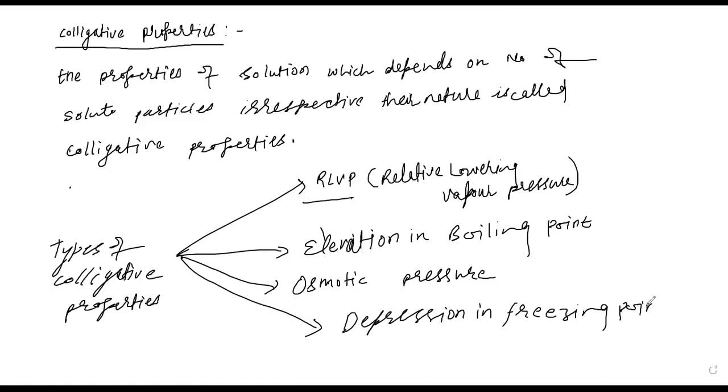So these 4 points we wrote: relative lowering of vapor pressure, elevation in boiling point, depression in freezing point, and osmotic pressure. These all depend on the number of solute particles. Since they depend on the number of solute particles, they are known as colligative properties. Okay, let's come back to the slide for 1 minute.